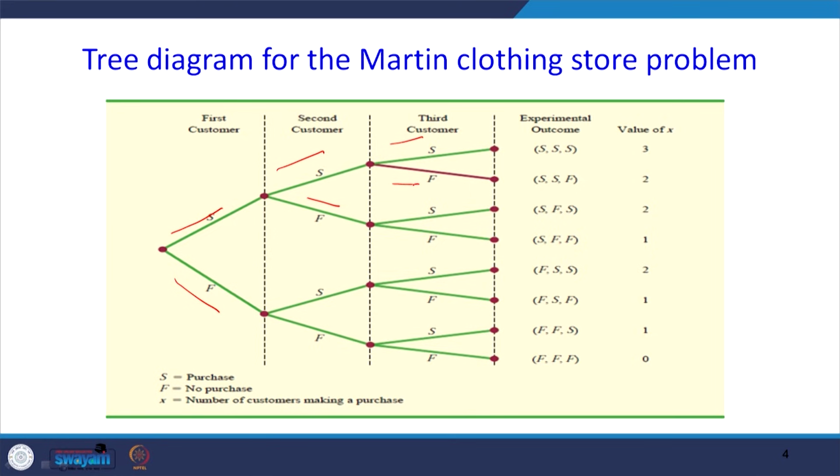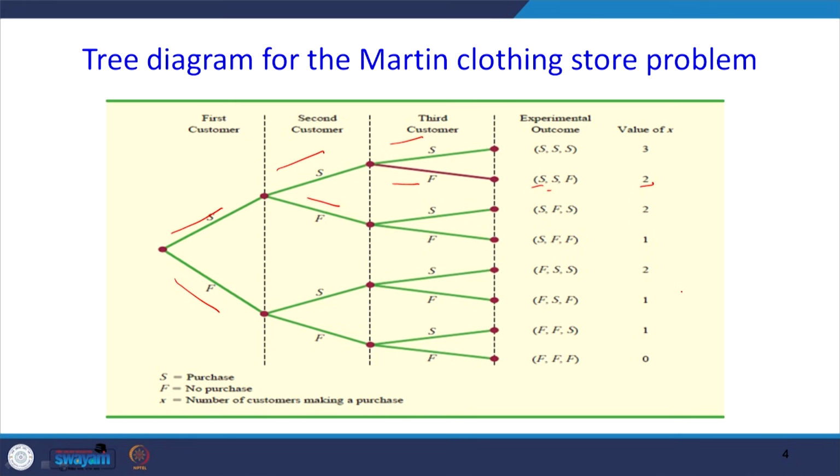Now look at the first possibility. The first customer is purchasing, so success, success, success. That is yes, yes, yes. If you take x, look at the bottom of the slide. If x equal to number of customers making a purchase, so in this category all 3 are going to buy. Look at the second possibility, success, success, failure. So in this, out of 3 customers, 2 customers, yes, yes, are going to purchase. Like this we have displayed all possibilities.